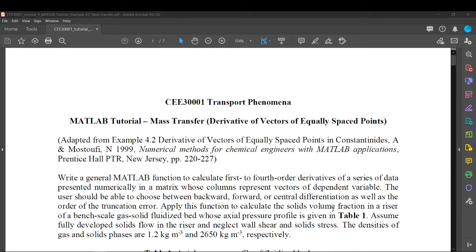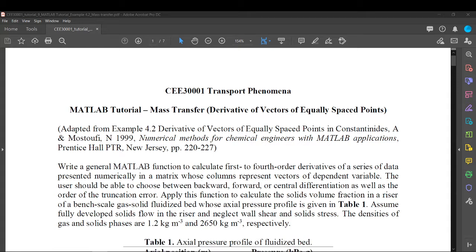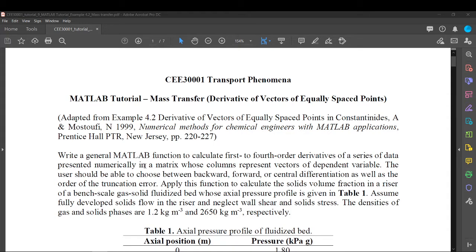So for tutorial 9, mass transfer using MATLAB, write a general MATLAB function to calculate first to fourth order derivatives of a series of data presented numerically in a matrix whose columns represent vectors of dependent variable. The user should be able to choose between backward, forward, or central differentiation as well as the order of the truncation error.